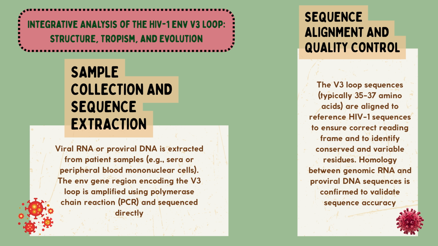The V3 loop sequences, typically 35 to 37 amino acids, are aligned to reference HIV-1 sequences to ensure correct reading frame and to identify conserved and variable residues. Homology between genomic RNA and proviral DNA sequences is confirmed to validate sequence accuracy. And for explanation, we align the sequence with reference HIV-1 sequences to check for accuracy. These steps help us to find any errors and make sure we are comparing the right parts of the virus.